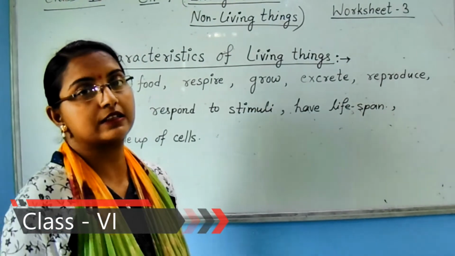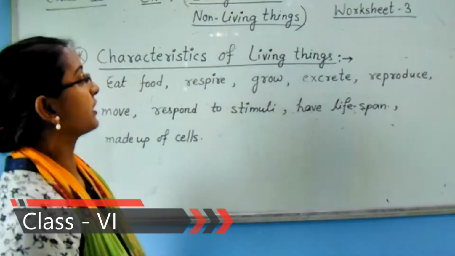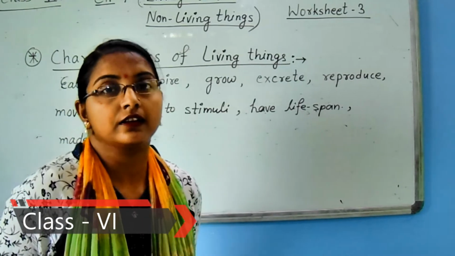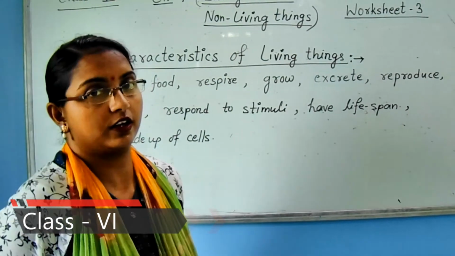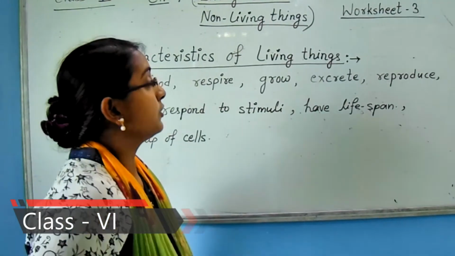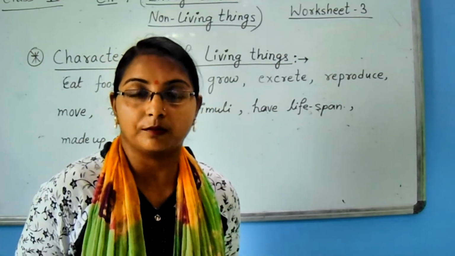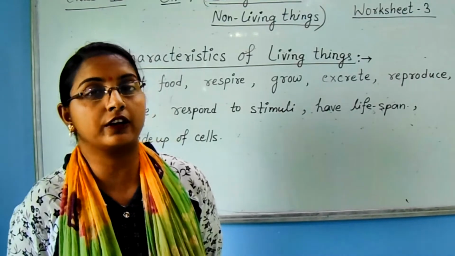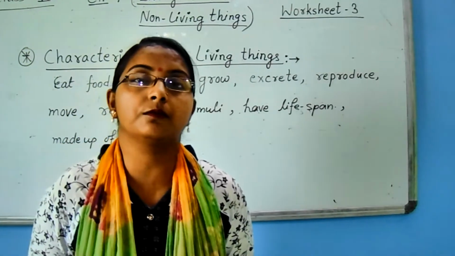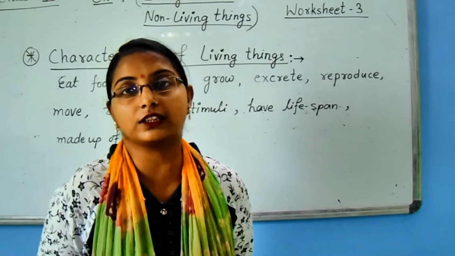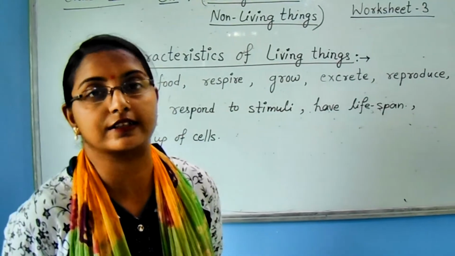Now, I am discussing some important topics. The chapter is 7. It includes living and non-living things. You also know what living and non-living things are. But in this chapter, you will recall some of the important topics, like what living things are and what are the characteristics of living things.